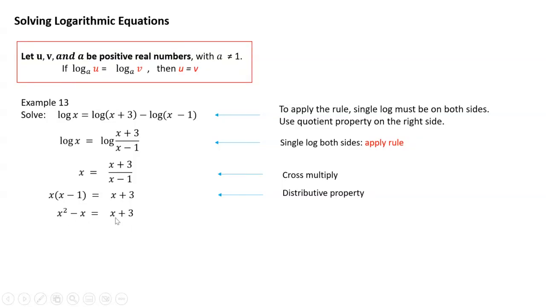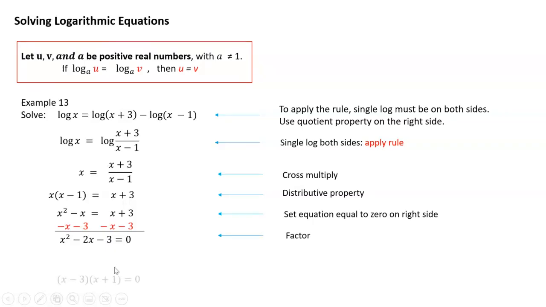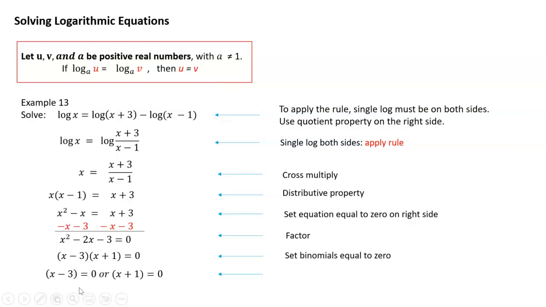Now since we have a square, I'm going to subtract x plus 3 from both sides, because this one on the right side is going to give us 0. We have x squared minus 2x minus 3 equals 0. Now we can factor. And I believe I did this workshop on factoring in week 3. The factoring of x squared minus 2x minus 3 is x minus 3 and x plus 1. Set them both equal to 0. We have x minus 3 equals 0, so x equals 3 on the left side, and x equals negative 1 on the right side. Now we can always check our work.